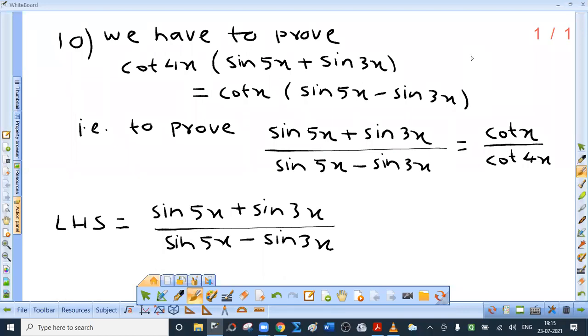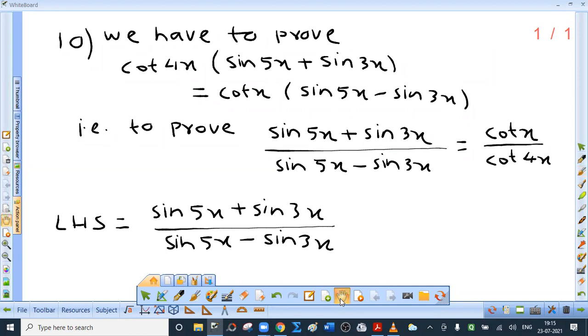10th one, prove that cot 4x into sin 5x plus sin 3x equal to cot x into sin 5x minus sin 3x. To prove this means to prove what? Rearrange the terms. That is to prove sin 5x plus sin 3x upon sin 5x minus sin 3x equal to cot x upon cot 4x.